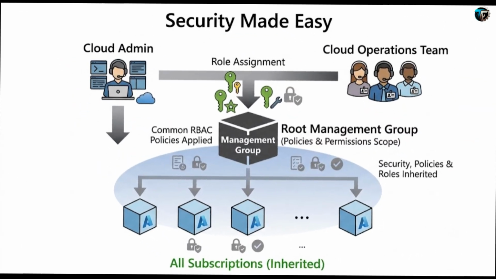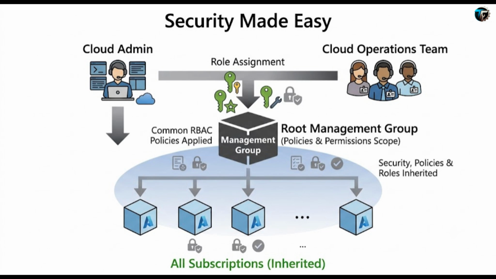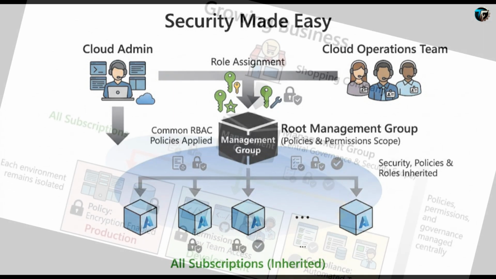Role-based access control also works through inheritance. If the cloud operations team receives permission at the management group level, those permissions automatically flow down to every subscription underneath. This reduces administration while maintaining consistency.